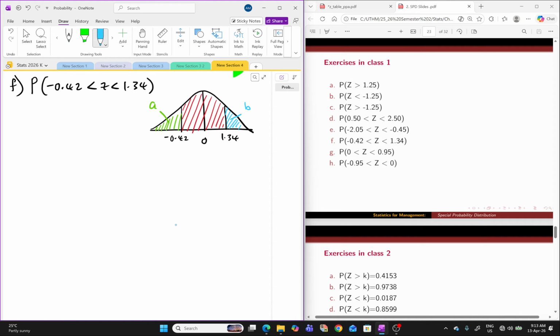So you should get the shaded part like this, the red color. The red color is the one we're going to find, the red color in between negative 0.42 and positive 1.34.